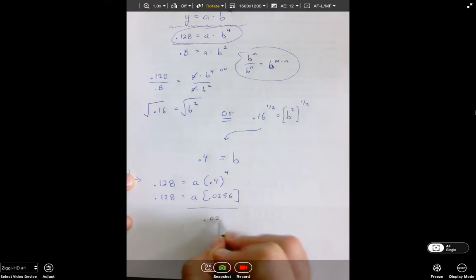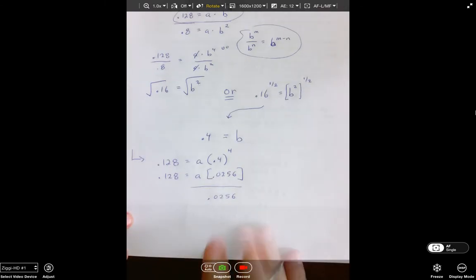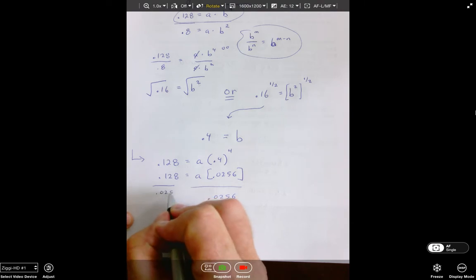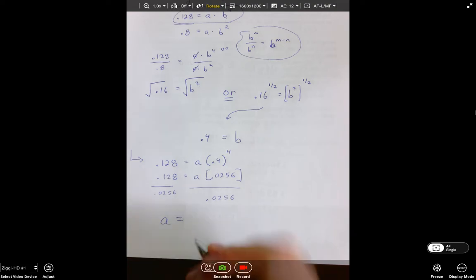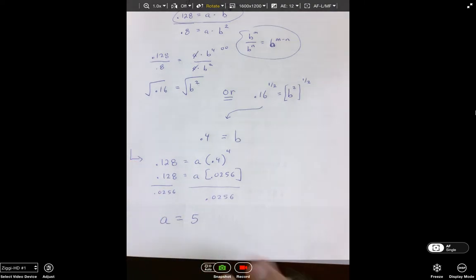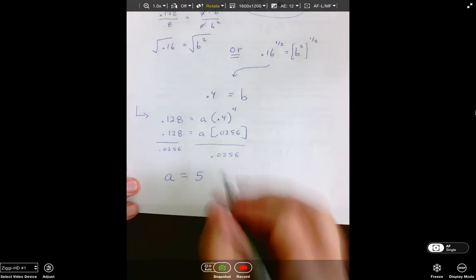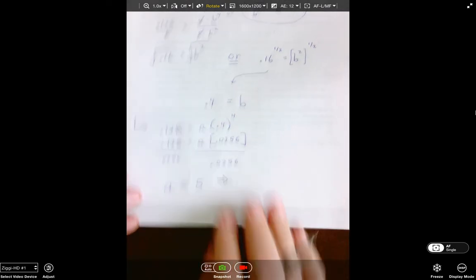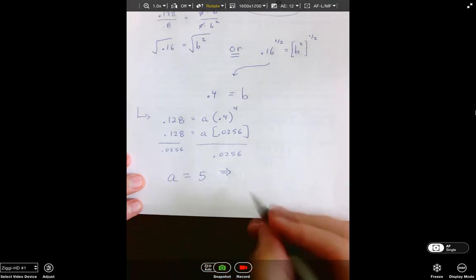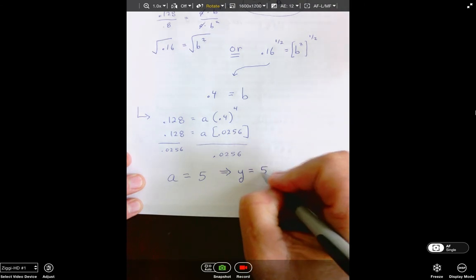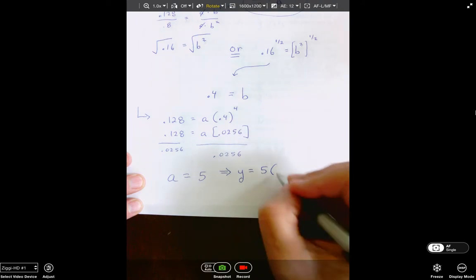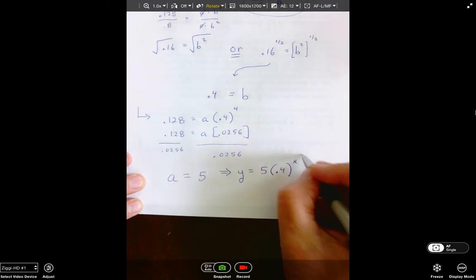Divide both sides by 0.0256. So A is going to be 0.128 divided by 0.0256, which is equal to 5. So putting it all together, our function, which is in the form y equals a times b to the x, will be y equals 5 times 0.4 raised to the x power.